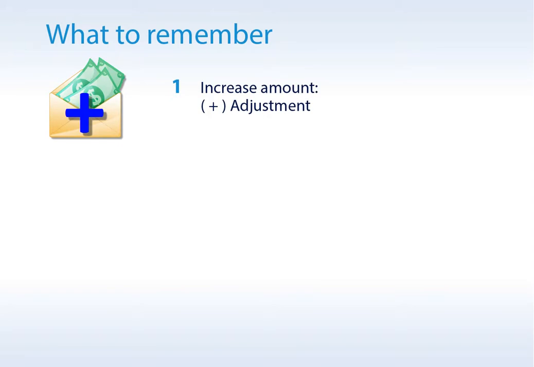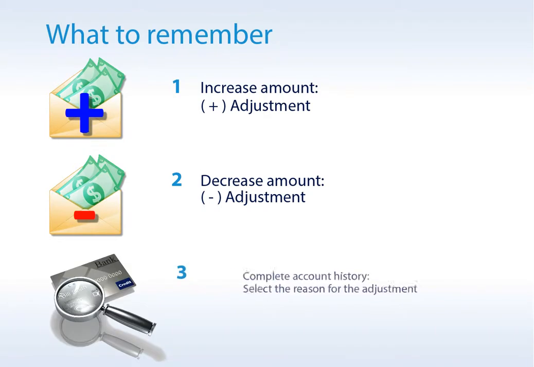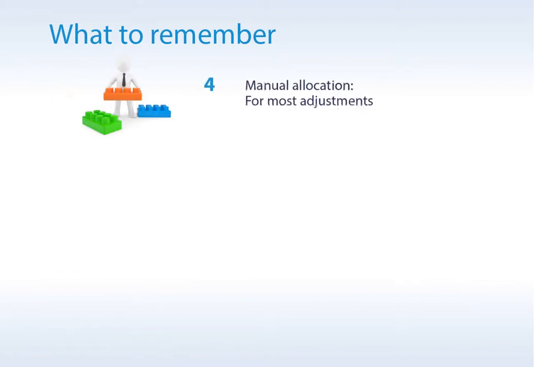Before we go, let's review what you've learned. To increase an owed amount, enter a positive adjustment. To decrease it, enter a negative adjustment. Always select a reason for the adjustment so that your account records are complete for your audits. Your system administrator defines if you will auto-allocate or manually allocate adjustments. But remember that you can use the check marks to change where the allocation happens if needed.